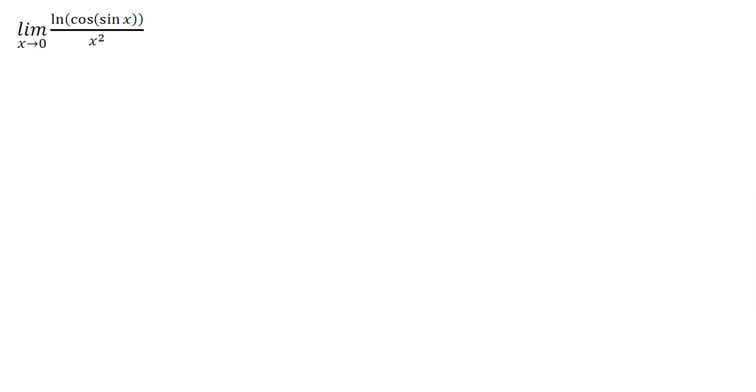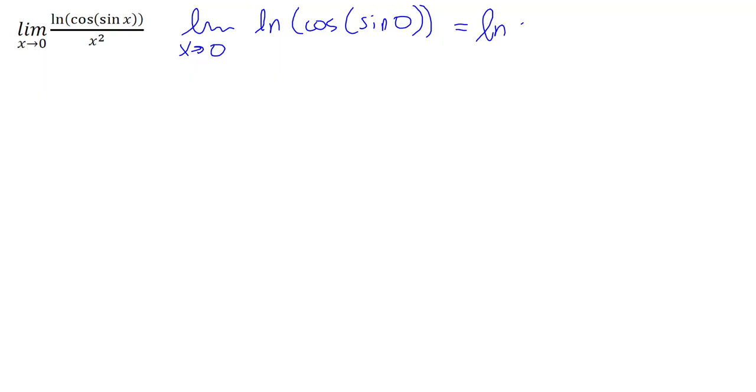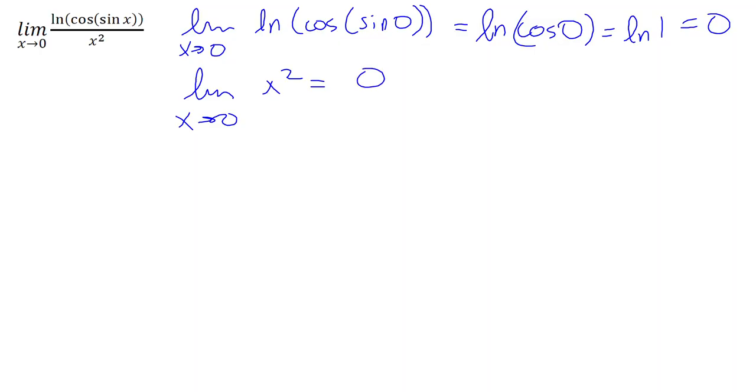All right, here, number 17, we're looking at the limit as x approaches 0 of the natural log of the cosine of the sine of x all over x squared. So, first thing we'll do is check the numerator and the denominator. The limit as x approaches 0 of the natural log of the cosine of the sine of 0. Well, the sine of 0 is 0, so this is the natural log of the cosine of 0. Well, the cosine of 0 is 1, so that's the natural log of 1. Well, the natural log of 1 is 0. So our numerator is 0. And I think pretty obviously our denominator is also 0.